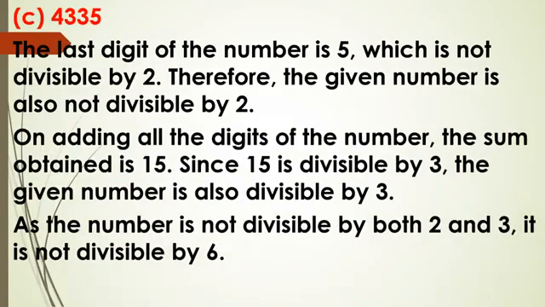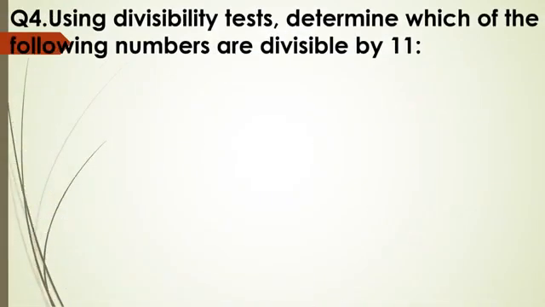Now let's move to question number 4. Using divisibility test, determine which of the following numbers are divisible by 11. For 11, the rule is to find out the sum of all odd place digits, find out the sum of even place digits, and then find out their difference. Odd place digits are ones, 100, 10,000.